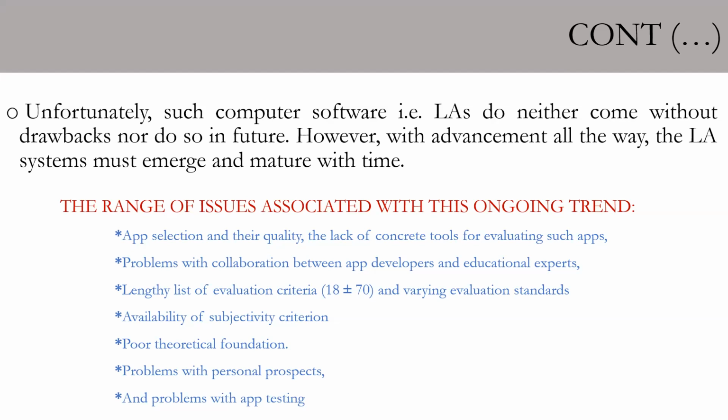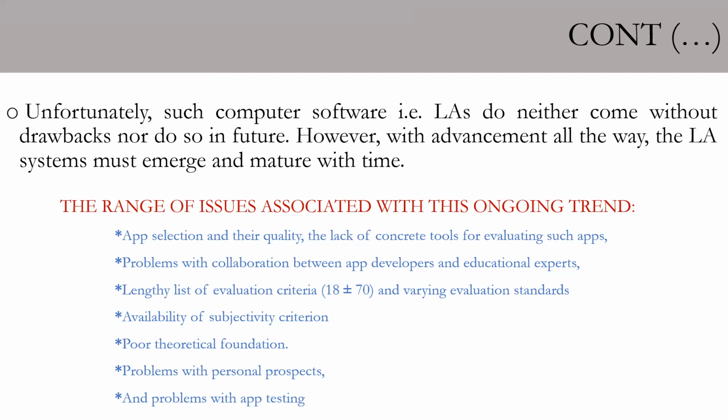And if somehow evaluation tools are available for selection of learning apps, they have very lengthy evaluation criteria, 18 to 70. This is very time consuming, and people don't know how to select or how to use these types of tools. These have a very large list of evaluation criteria.